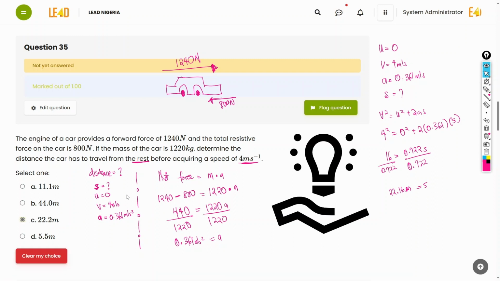All right, so we were asked to find distance. An equation of motion would have it, but we did not have the acceleration. So we solved for the acceleration using Newton's second law, found the net force as 440, and then we were able to solve for acceleration. Once we had that done, we went back and plugged that back in and we were good.